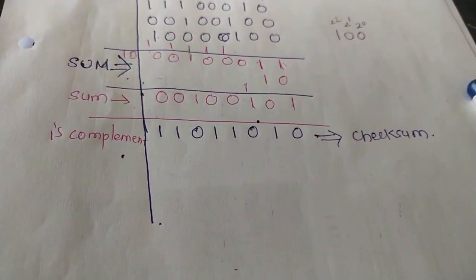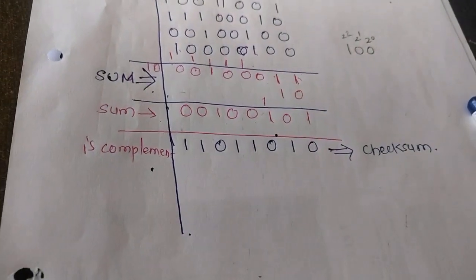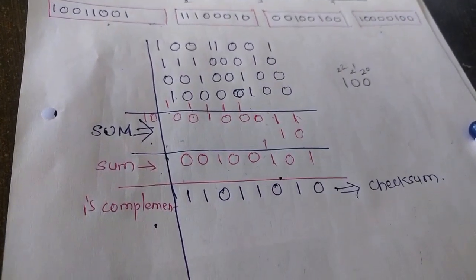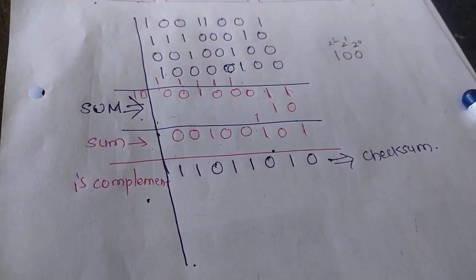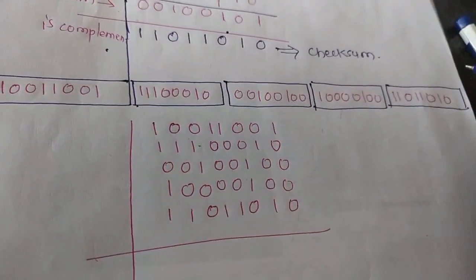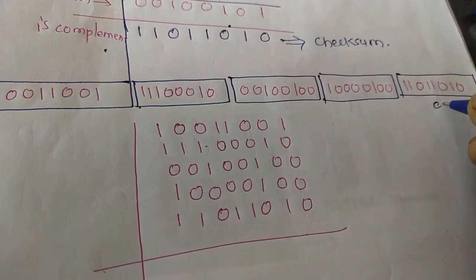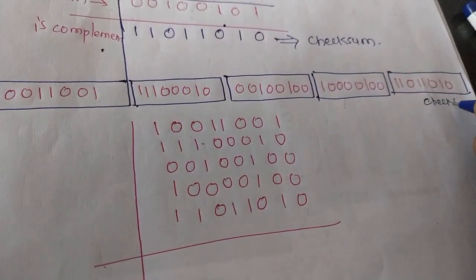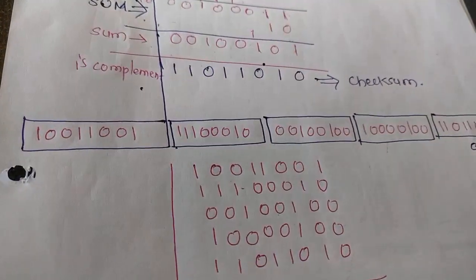Okay, now what will we do? We are going to append this checksum to our given data bits and we are going to transmit it. So here is how we append this checksum with our original data and transmit it.